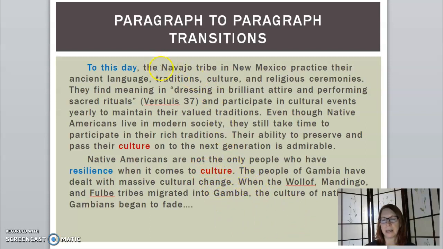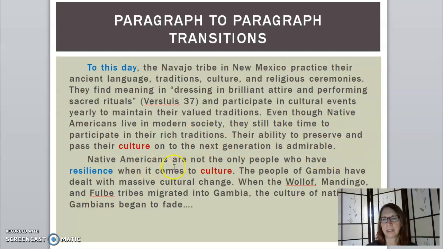To this day, the Navajo tribe in New Mexico practice their ancient language, traditions, culture, and religious ceremonies. They find meaning in dressing in brilliant attire and performing sacred rituals, and participate in cultural events yearly to maintain their valued traditions. Even though Native Americans live in modern society, they still take time to participate in their rich traditions. Their ability to preserve and pass their culture on to the next generation is admirable.